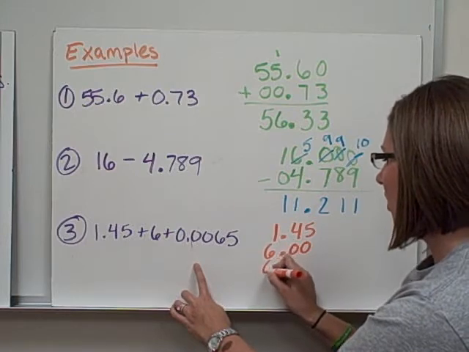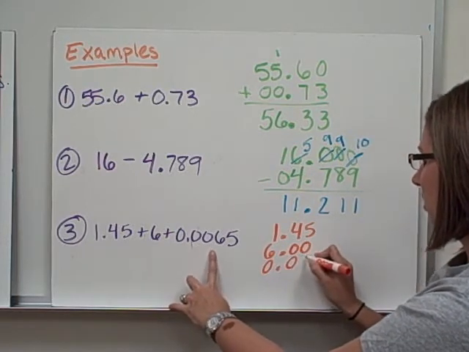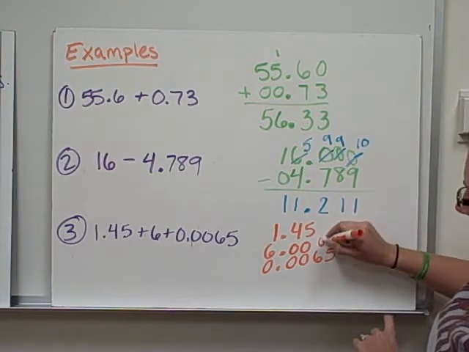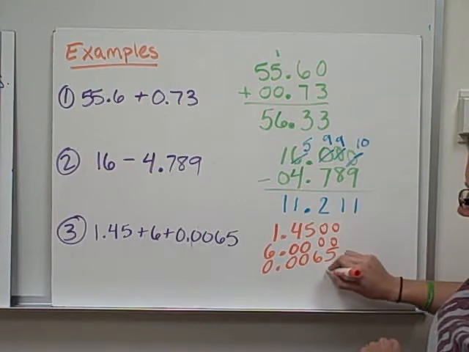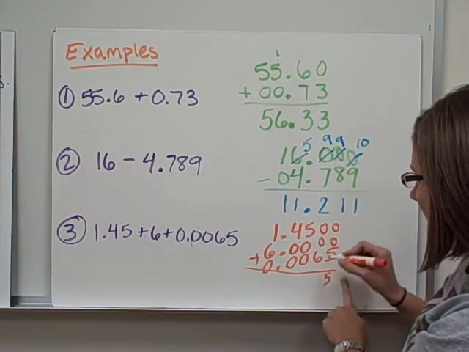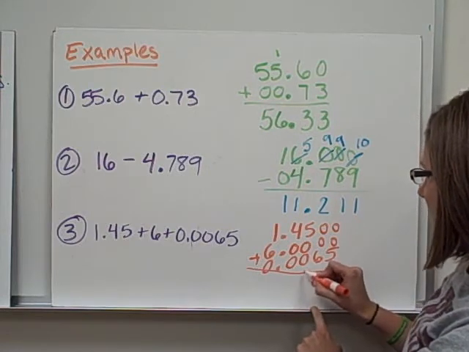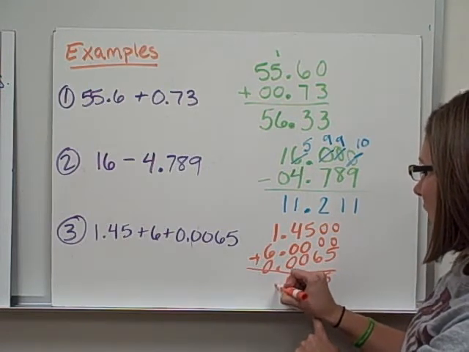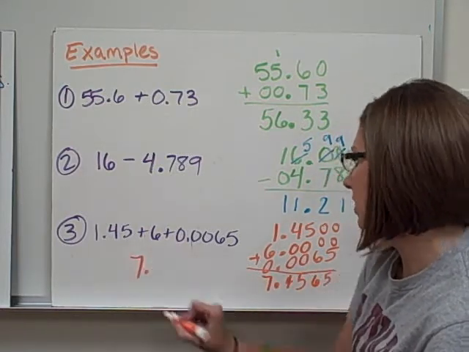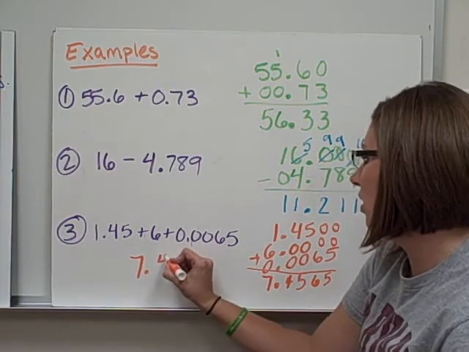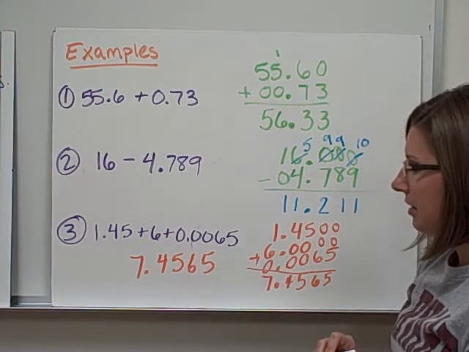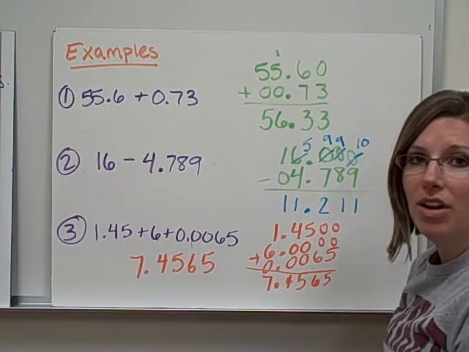Here's a long decimal. 0, 0, 6, 5. So that means I'm going to have to add some placeholders here. And I'm adding all the way down. I've got a 5, then a 6, then a 5, a 4, a decimal, and a 7. So I'll rewrite it so you guys can see it better. 7.456. Not too hard.